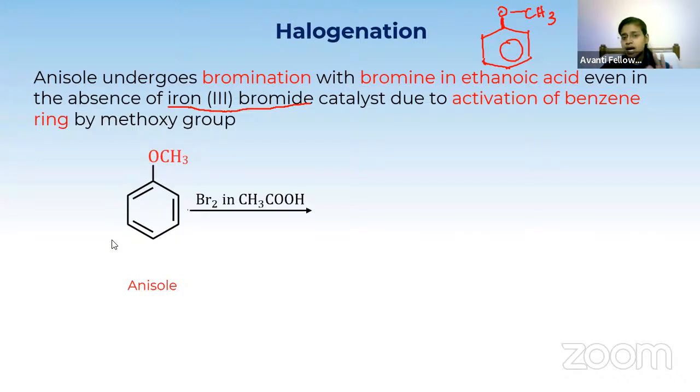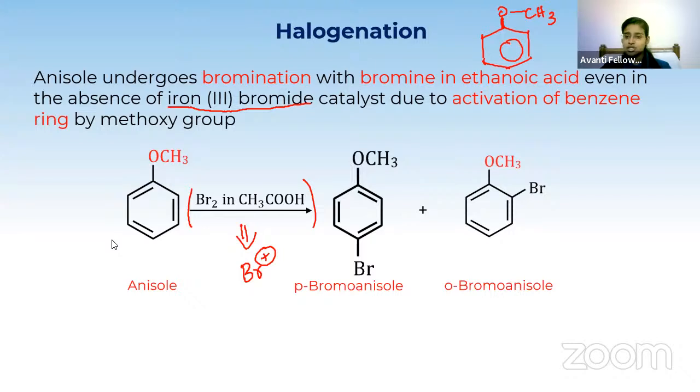That kind of catalyst you don't have to use, because even in the absence of a catalyst the reaction will happen. This reagent will lead to the formation of Br plus, and that Br plus will go to the para position and the ortho position. Why is the electrophile going to the para and ortho positions? Because the group attached to the phenyl ring is an electron donating group.